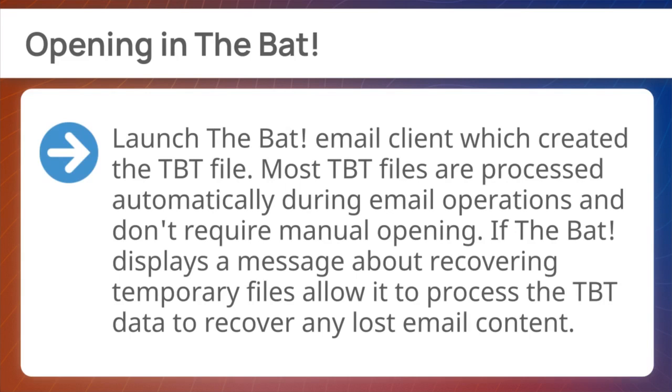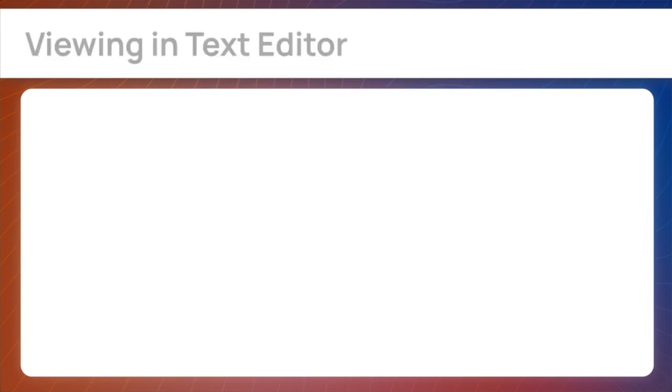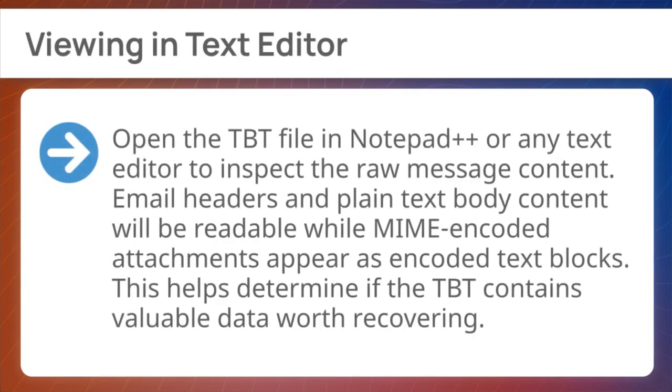If The Bat displays a message about recovering temporary files, allow it to process the TBT data to recover any lost email content. Next, viewing in a text editor. Open the TBT file in Notepad++ or any text editor to inspect the raw message content. Email headers and plain text body content will be readable, while MIME encoded attachments appear as encoded text blocks. This helps determine if the TBT contains valuable data worth recovering.